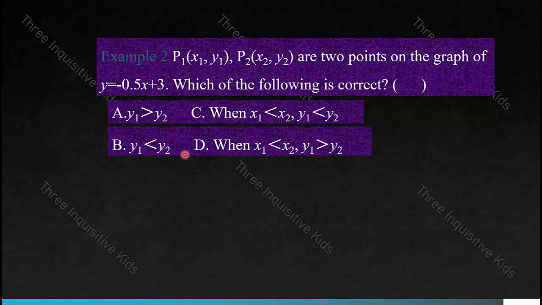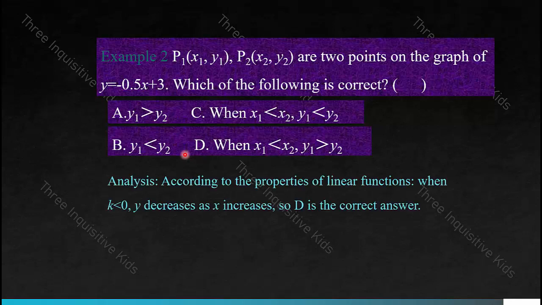Point 1, with coordinates (x1, y1), and point 2, with coordinates (x2, y2), are two points on the graph of y = -0.5x + 3. Which of the following statements is correct? According to the properties of linear functions from the last slide, when k is less than 0, and here k is -0.5, which is less than 0, y decreases as x increases. So D would be the correct answer. If x1 is less than x2, y1 would have to be greater than y2.